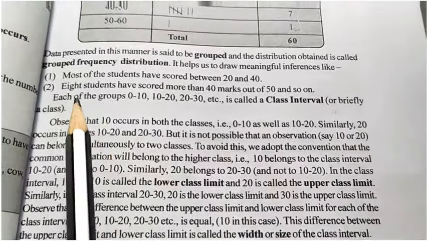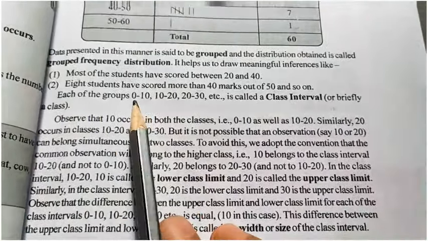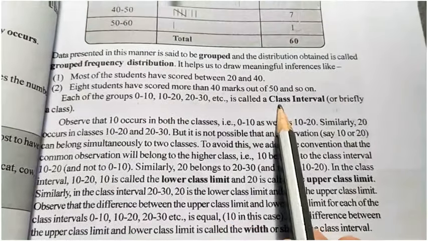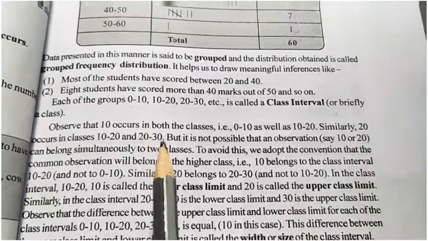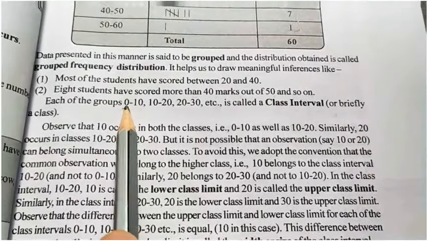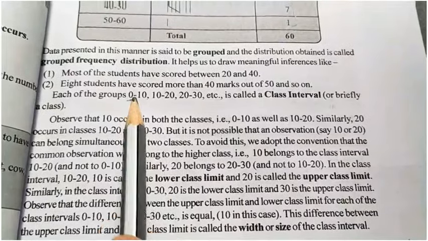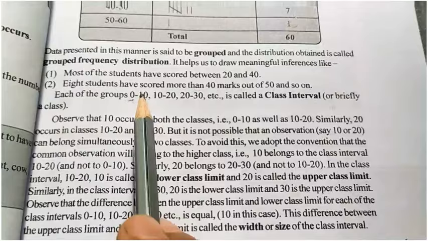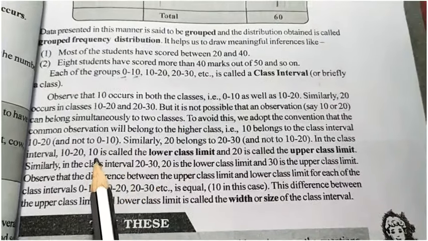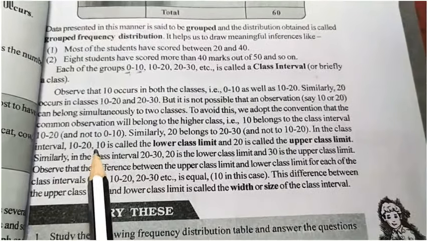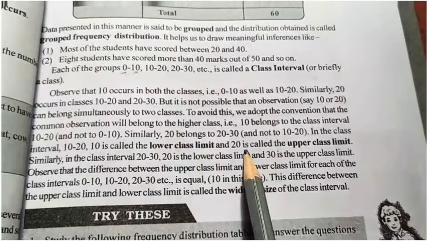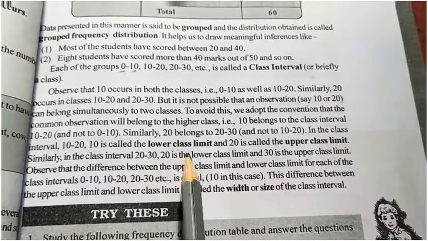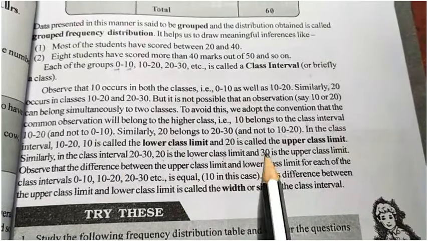So in each group, I told, we have to make the range from 0 to 10, 10 to 20, like that. So that one you can call a class interval. In this class interval, the first thing we call the lower limit and this one the upper limit. Here they gave one example: 10 to 20 means 10 is the lower class limit and 20 is the upper class limit. Similarly, in the class interval 20 to 30, 20 is the lower class limit and 30 is the upper class limit.